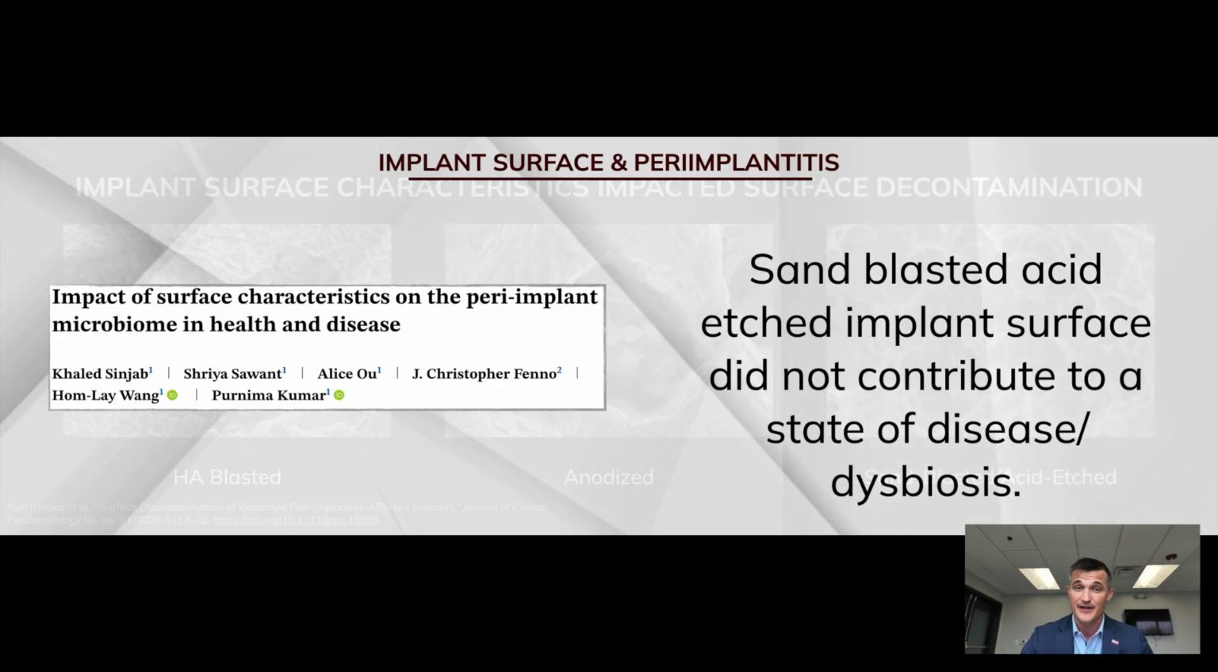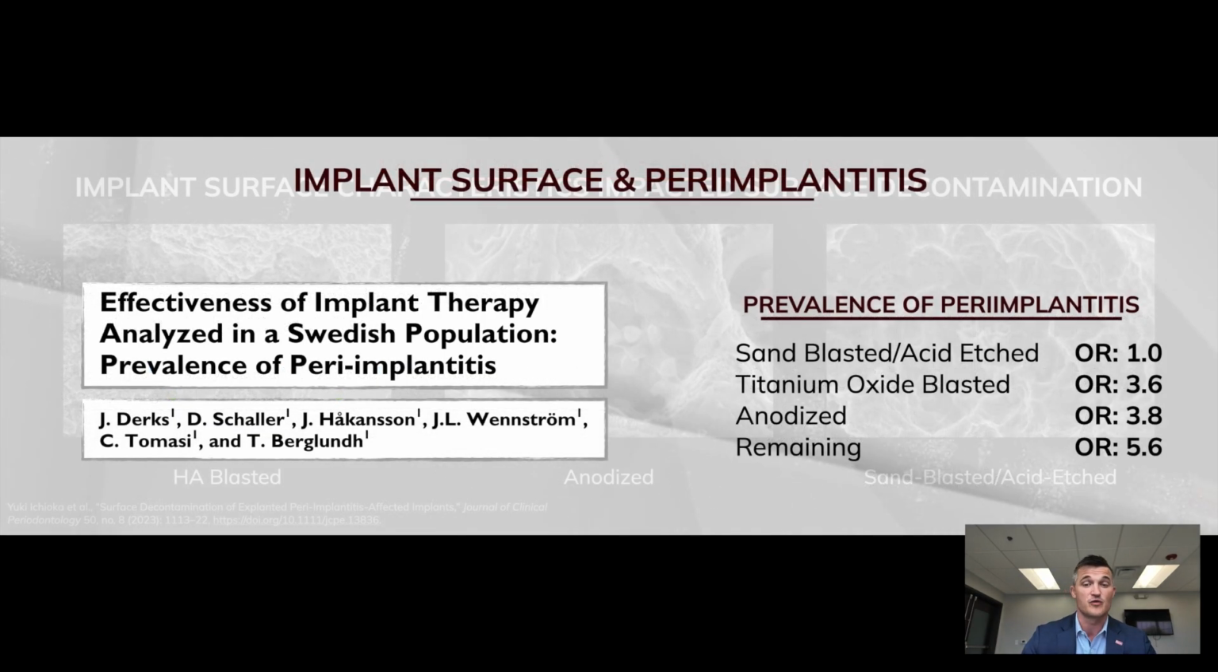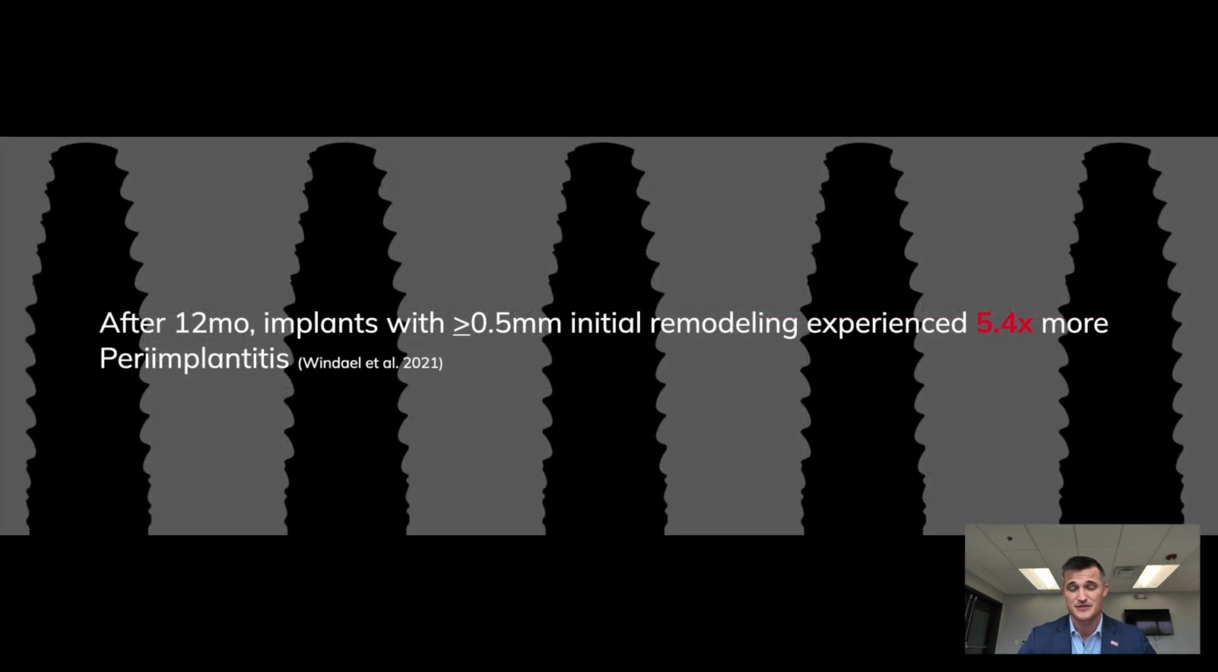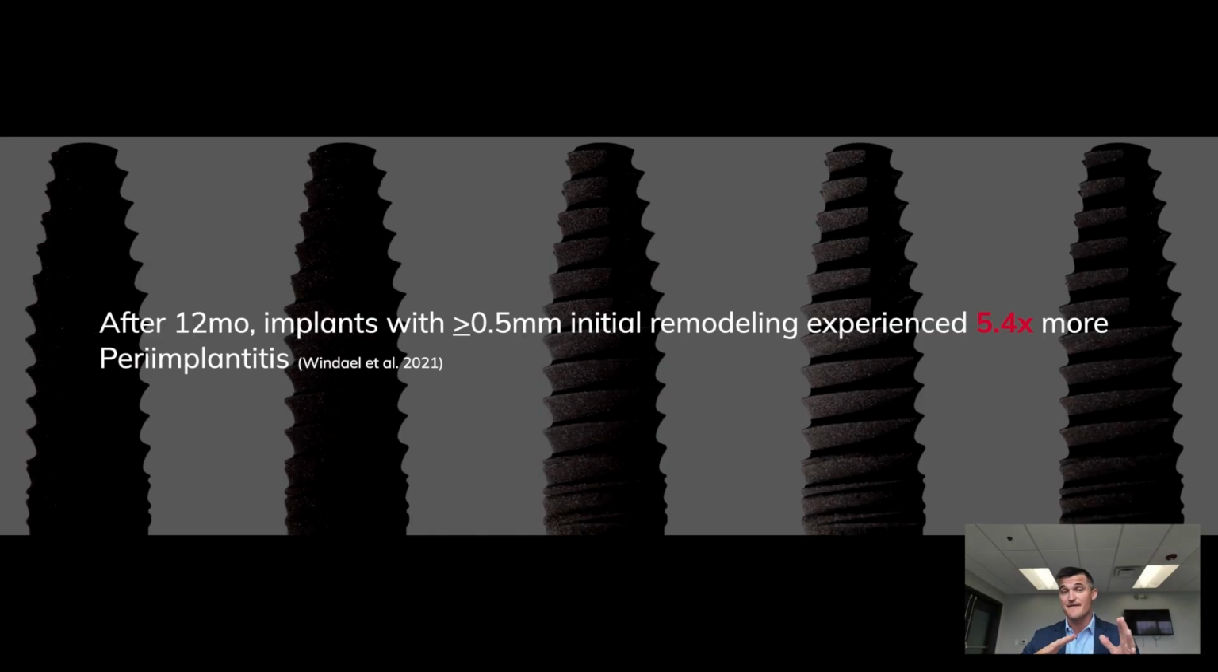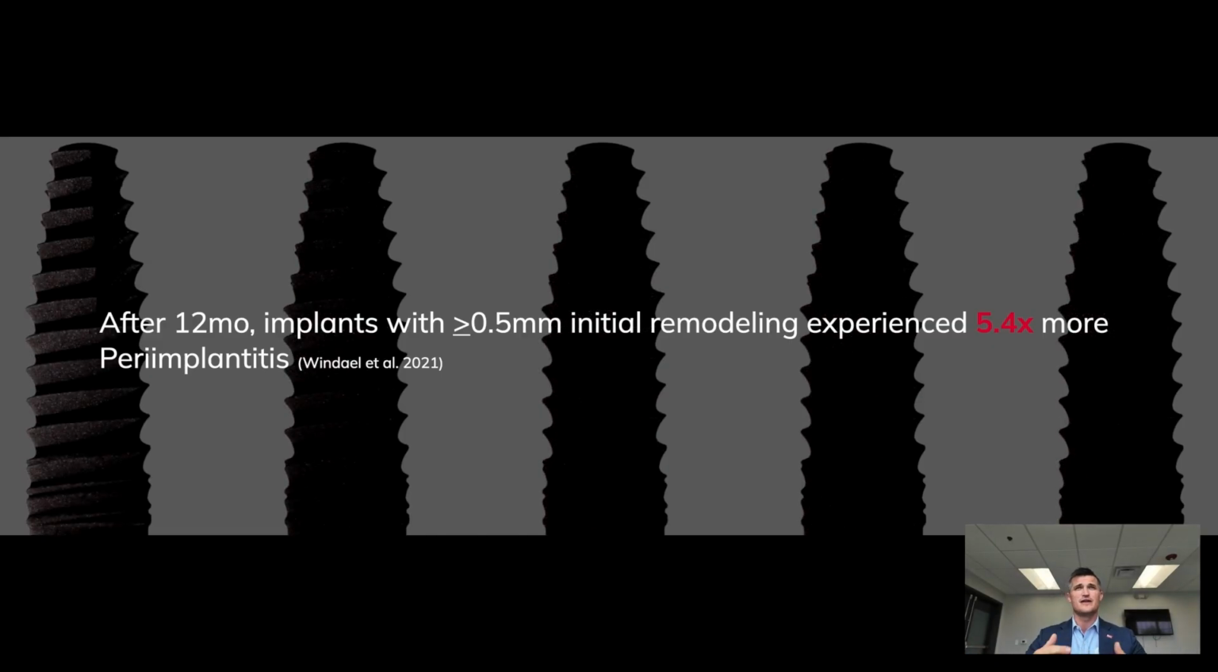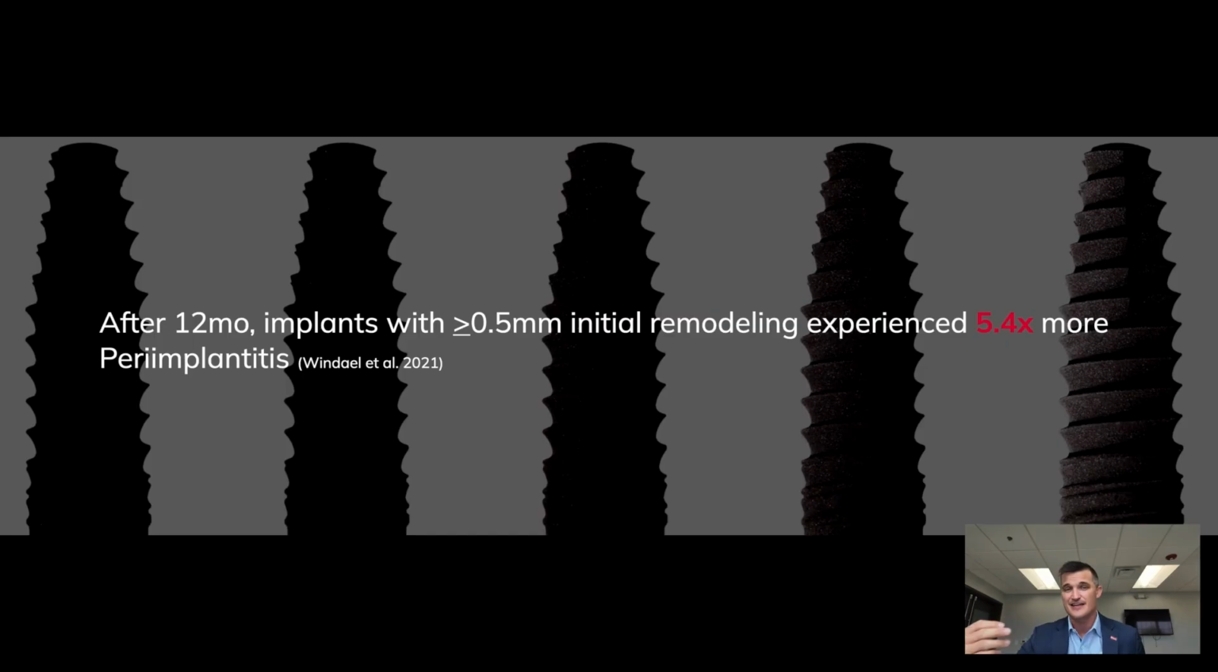And again, this is not the only clinical study that shows that different surface characteristics might be at a different risk. In this classic landmark study by Dirks, looking at the prevalence of peri-implantitis, they saw that sandblasted acid etched implants had the lowest amount of disease occurrence, whereas you see their anodized implants had 4 times more disease, 5.6 times more with the remaining types that were in this study. So implant surface characteristics may actually be impacting the presence of disease on these implants. Now that is all preliminary evidence. It is not enough for us to say that the type of implant surface is increasing the risk for disease yet.